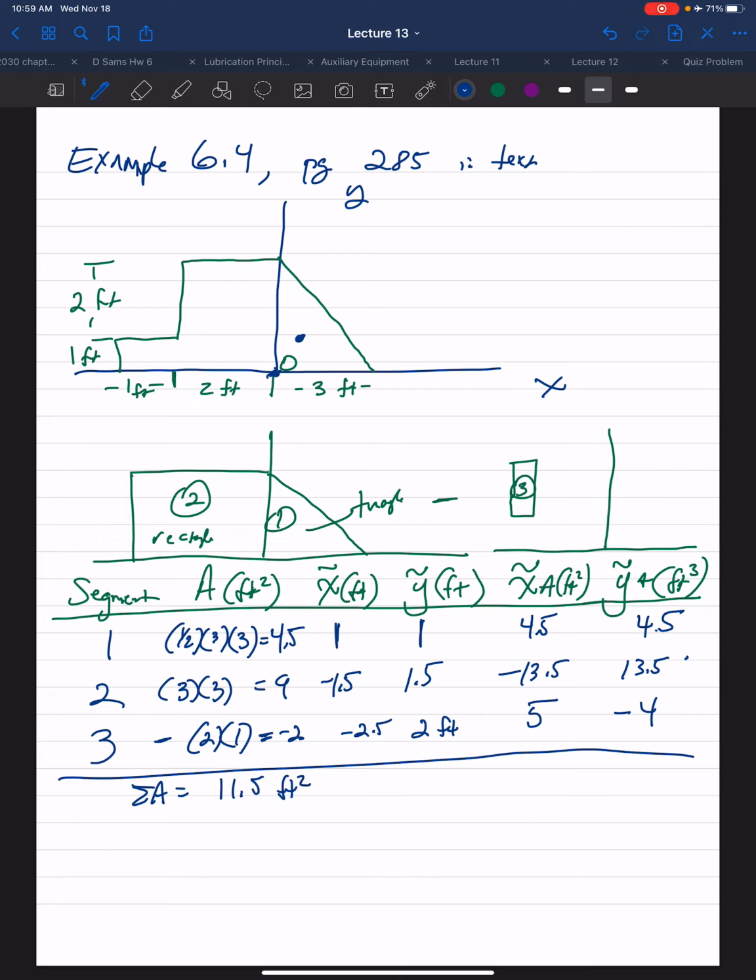Then my sum of x wavy bar A is the sum of this column, which we said is negative 4 cubic feet. And my y wavy bar A is the sum of the last column, which would be 14 cubic feet.